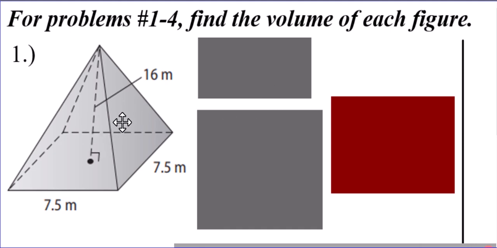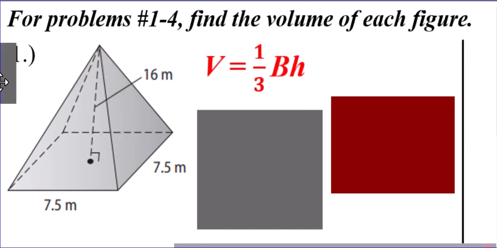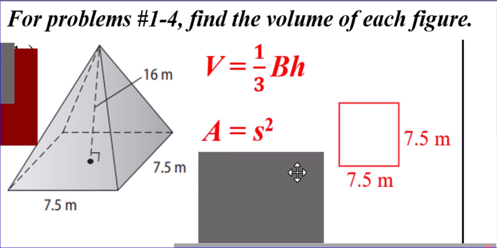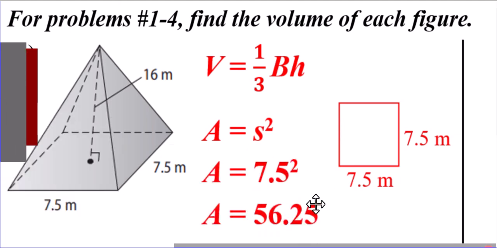This is a square pyramid. So pyramids use 1/3. Did you draw a quick sketch of the square? It's 7.5 on both sides. So you can just do s to the second power. You can even do length times width if you accidentally use the rectangular formula. Not a big deal. That's going to give you an area of 56.25.